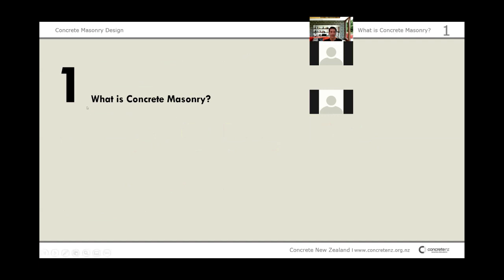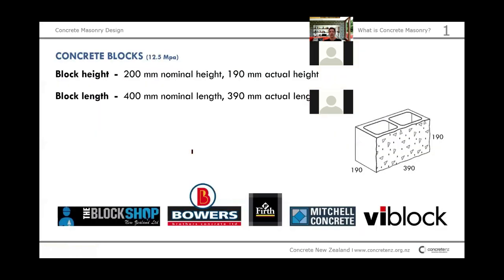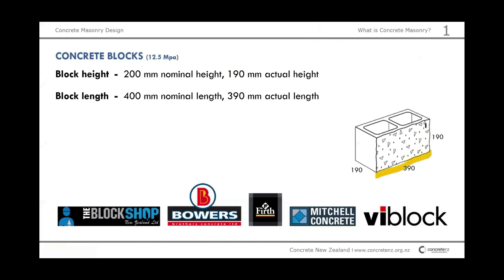So starting with concrete masonry. I take it there's possibly a different level of understanding here, so I will start maybe at the beginning. What is concrete masonry? What does it consist of? The most prominent part would be the block. This block is about 390 long and 190 millimeters tall, and independent of the manufacturer of the block, be it Block Shop, Bowers Brothers, Firth, Mitchell, or Weiblock, they are always the same dimensions, which is pretty handy.